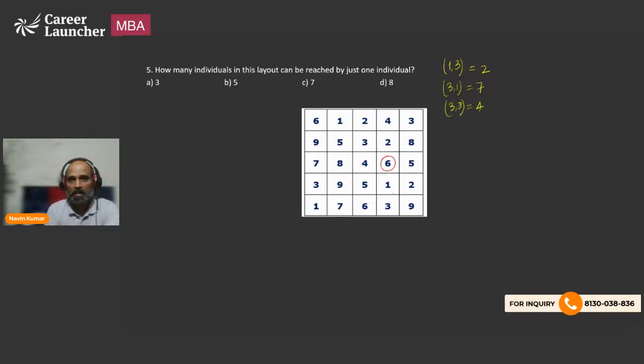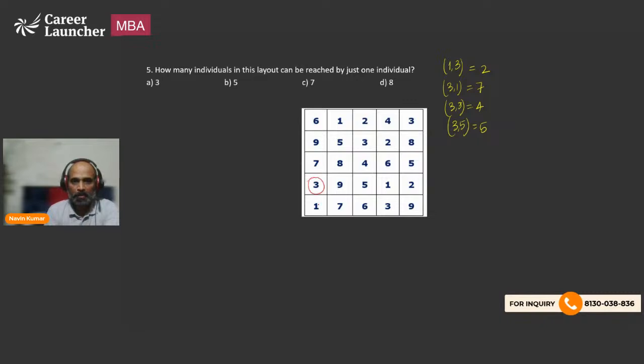6 can be reached by all the 4 people to its top, bottom, left, and right. If you look at 5, it can be reached by 2 and 2 only. So this is the next one we get, third row, fifth. Oh, so this is 25 cells. I think I mistakenly said 6 by 6.